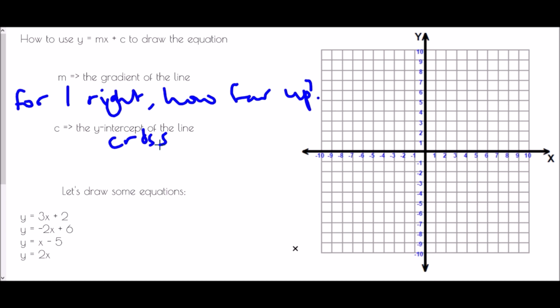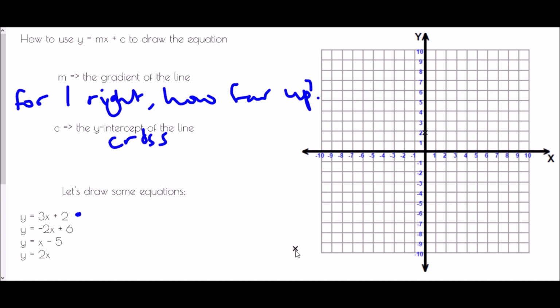Let's go with the first equation. y equals 3x plus 2. That is telling us the gradient. The gradient is the number in front of x, therefore the gradient is 3. It means we're going to go 1 right and 3 up. The number at the end is +2. That is the y-intercept. So this graph must begin at 0, 2.